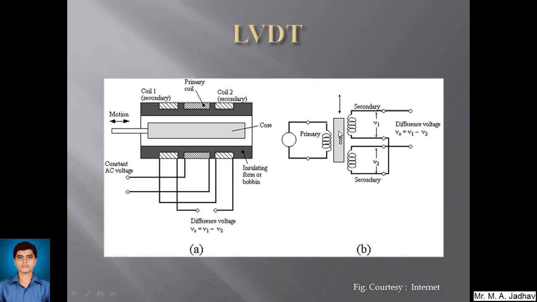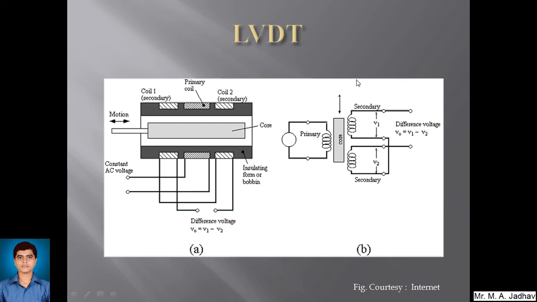If the core is moved in the downward direction, what is going to happen? V2 will be more and V1 will be less. So V1 minus V2 will become a negative value. So we can say upward motion is positive x direction, downward motion is negative x direction. Okay, so like this the LVDT works. Here the LVDT is used for displacement measurement. We can measure the displacement in positive x direction as well as negative x direction. So the same LVDT we are going to use for the measurement of pressure.